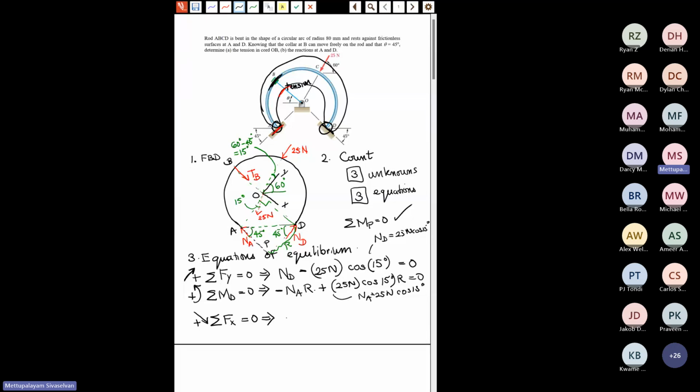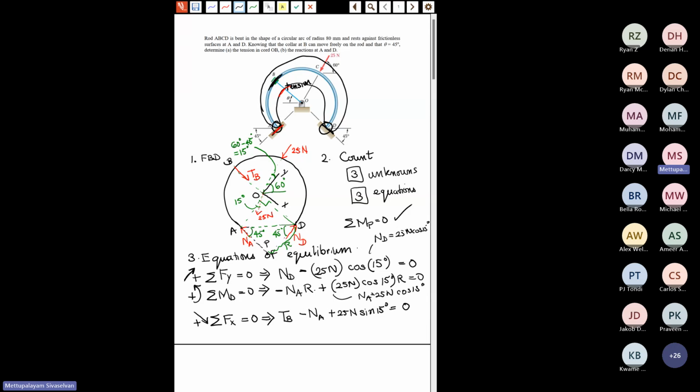So what does that give me? TB minus NA, right? And then the 25 Newtons has a force in that component in that direction, which is plus 25 Newtons sine 15 degrees equals 0. And I can solve that, okay?